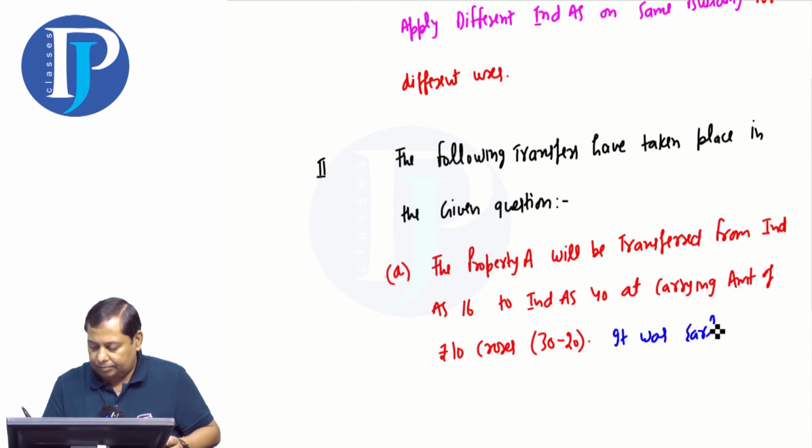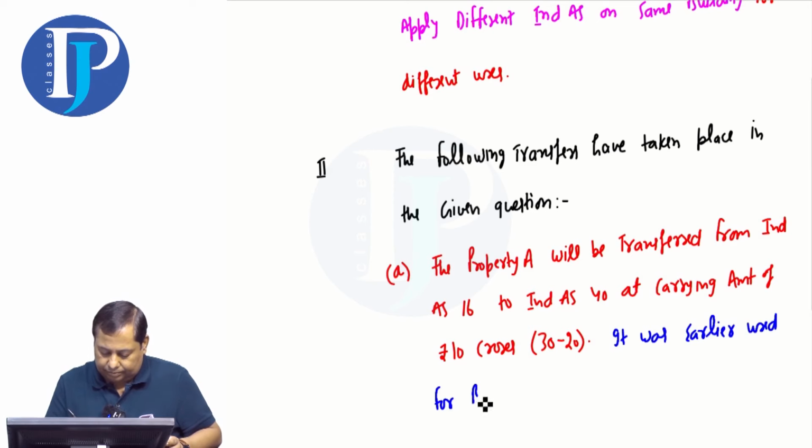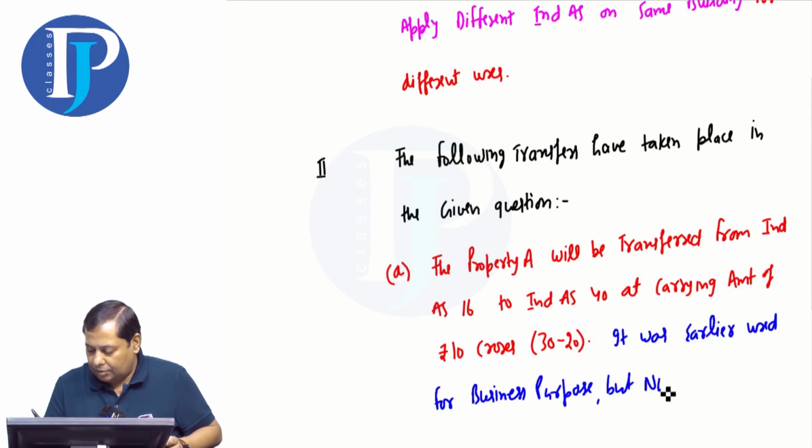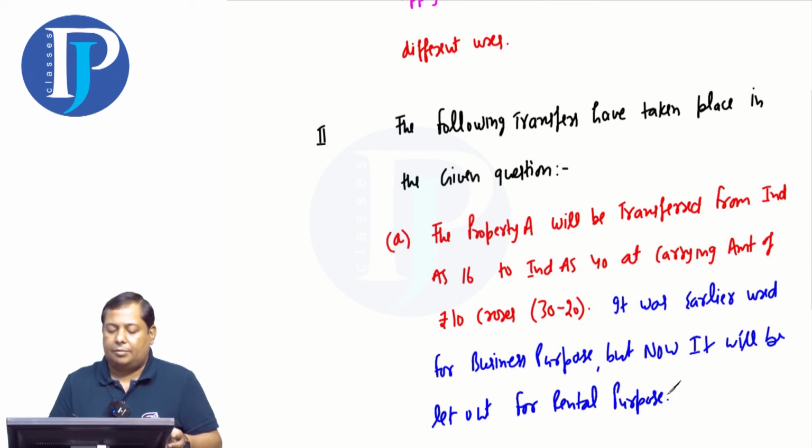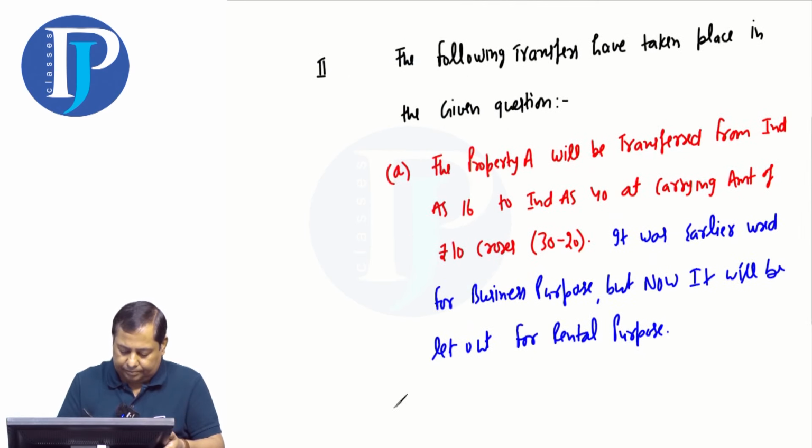It was earlier used for business purpose, but now it will be let out for rental purpose. We'll come to point B. B and C, we write them together. First write B.